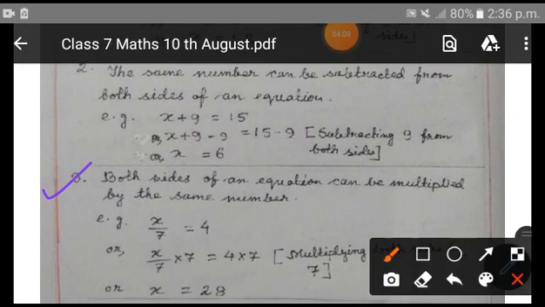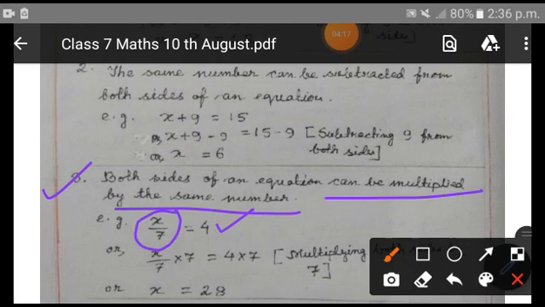Next, part 3. Both sides of an equation can be multiplied by the same number. As you can see, x by 7 is equal to 4. So here x is divided by 7, that means 1 by 7 has been attached to this x. In order to eliminate it, you multiply with 7. You cannot multiply on a single side, you need to multiply on both sides. So x by 7 into 7 equals 4 into 7. Now this 7 and 7 get cancelled.